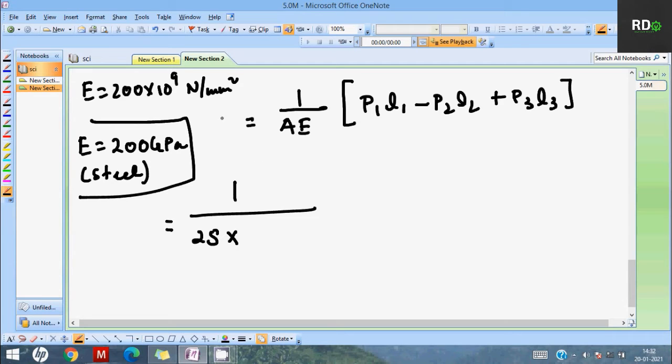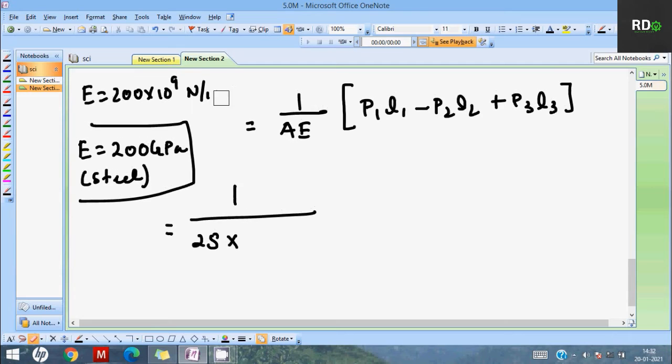So since it is on Pascal, it will not be mm square, it will be m square. Okay, are you getting my point? See, it's 10 to the power 9 Newton per meter square, which means 200 GPa can be written as 200 into 10 to the power 9 Newton per meter square. So what will happen if we convert this meter square into mm square?